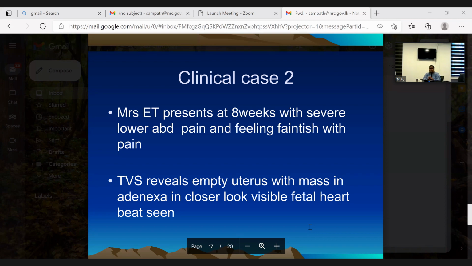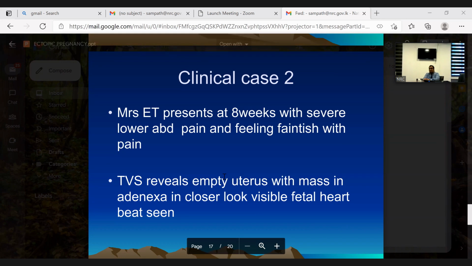Ultrasound reveals an empty uterus with a mass in the adnexa. On closer look, a visible fetal heartbeat is seen. Where is the baby now? In the adnexa. So this is a very peculiar situation. The baby is alive, very active. If you rupture this, she would die in seconds. Invariably, she needs a laparoscopy or laparotomy to remove the ectopic mass.